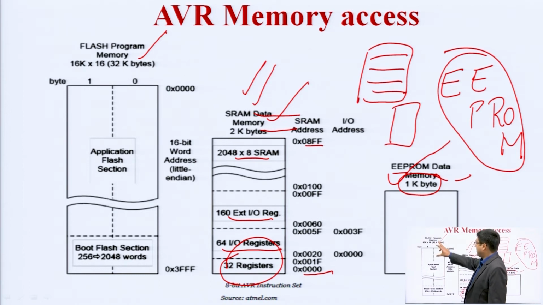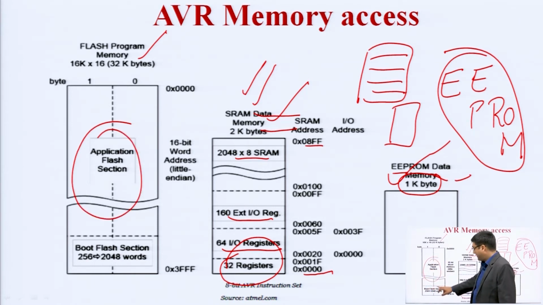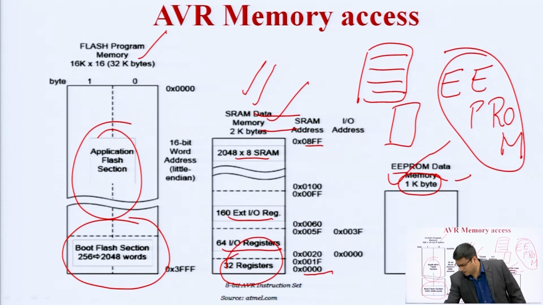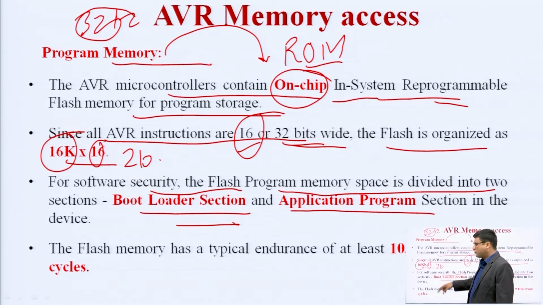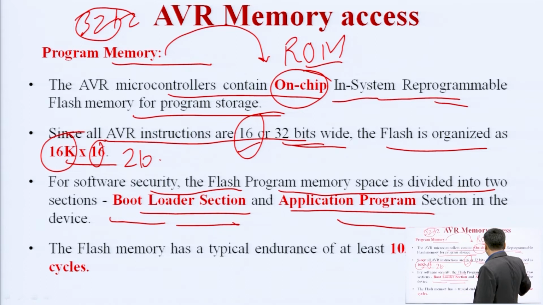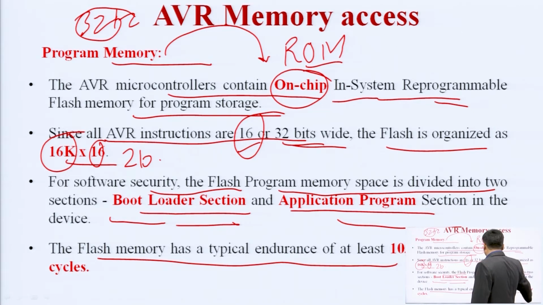The flash program memory is further divided into 2 sections: the application flash section, and the second one is the boot flash section. What is the meaning of bootloader section? Basically, when we switch on a particular microcontroller, the first memory which is activated is the bootloader section. It is not possible to read and write in each particular cycle, so this is available for a long time. This is the bootloader section and application program section in the device. The flash program memory has a typical endurance of at least 10,000 read or write cycles.